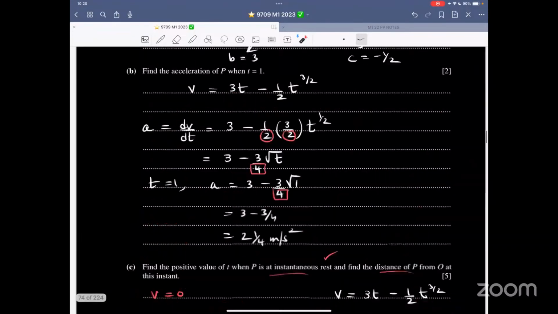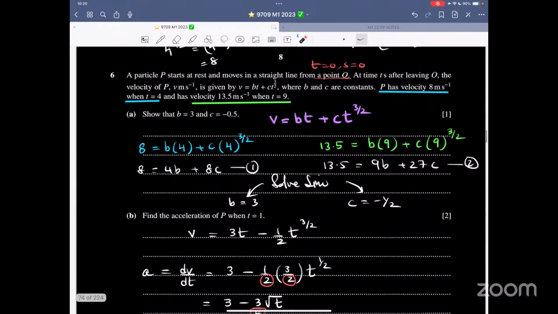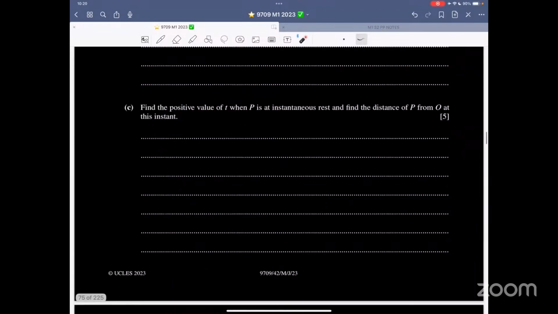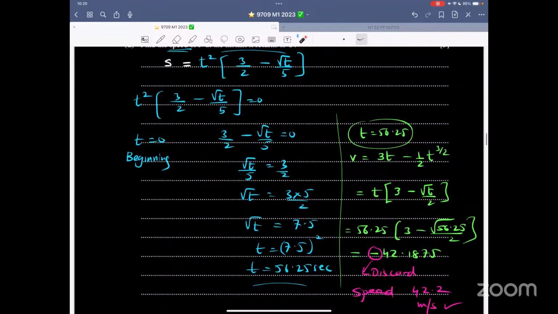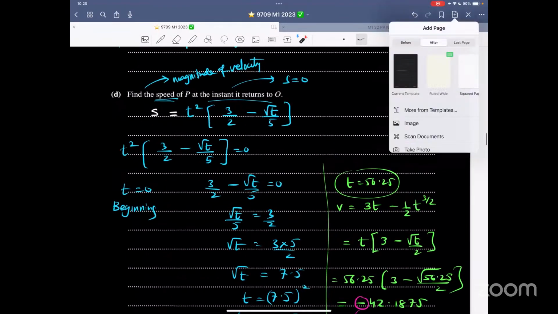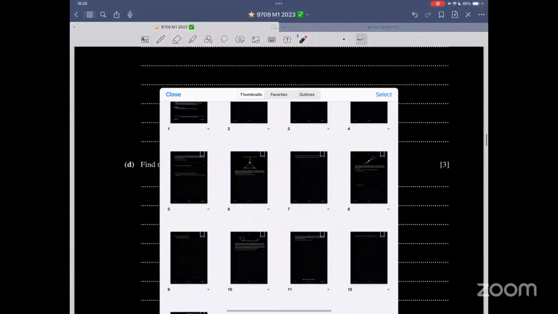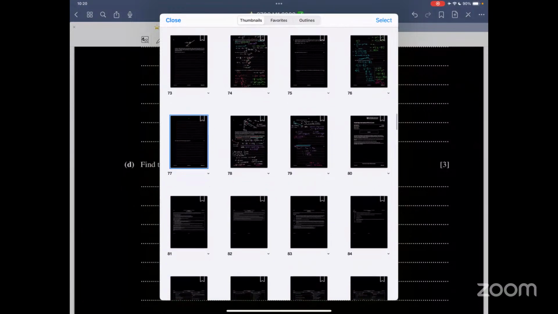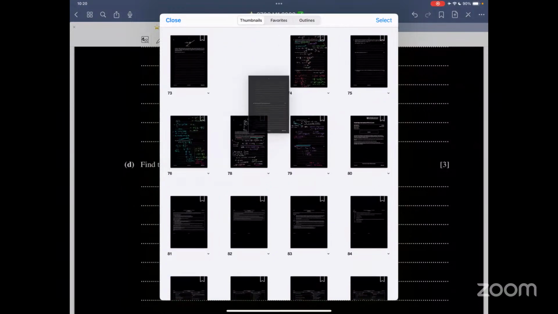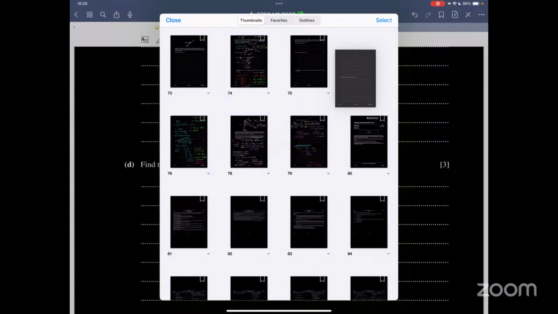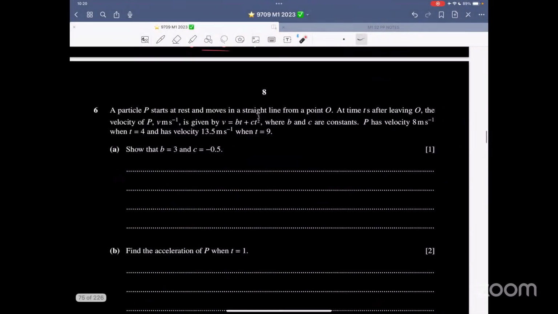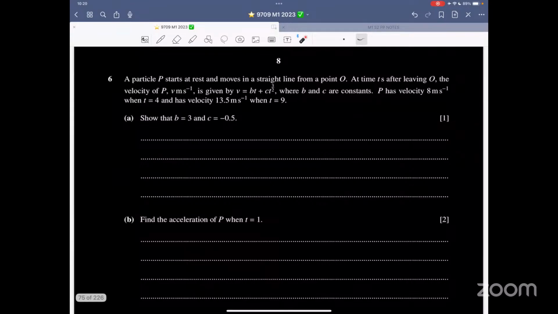No, the kinematics. Now let's focus on kinematics. So let me add a page over here. And there is also another page over here. Let me just do some adjustment first. So now if I just take this thing. Okay. So now let's focus on this. First, have a good look at the question.